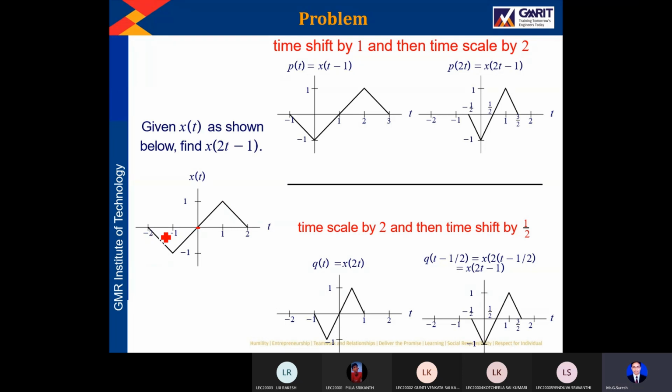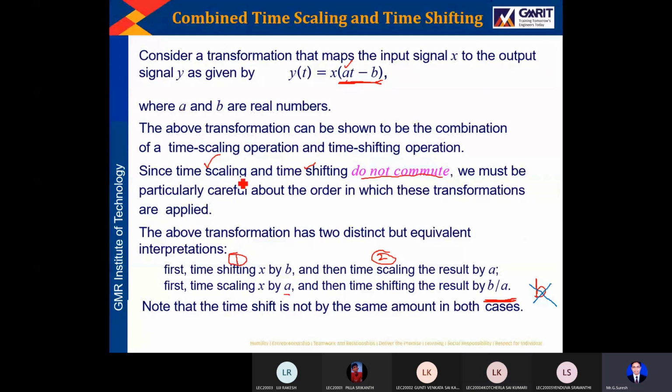Now we have to perform this particular operation on the signal x of t: x of 2t minus 1. So from this equation, what is a? a is 2. What is the value of b? b is 1. Good. So you have to perform time shifting first, then time scaling.